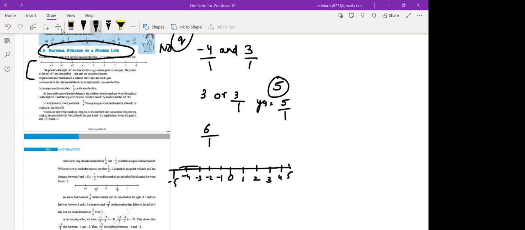Ma'am, do we have to note both the number lines? Only the heading and draw the number line. That's it. Ma'am, only one number line, right? Yes, you can draw this one, which I have made.